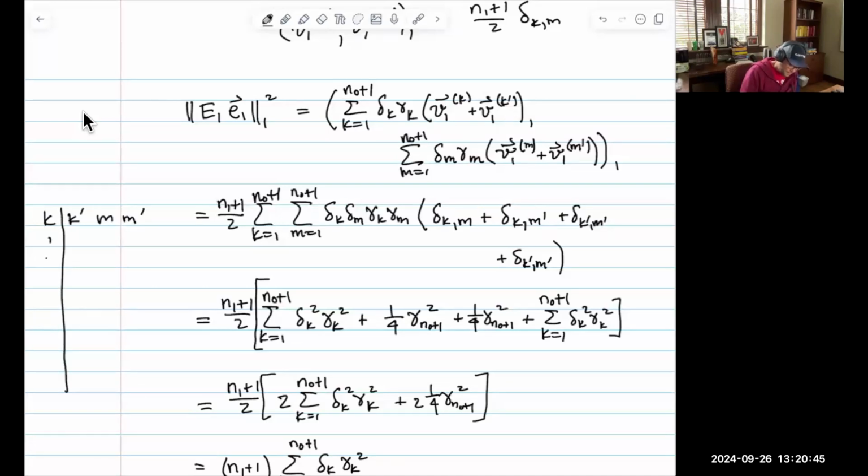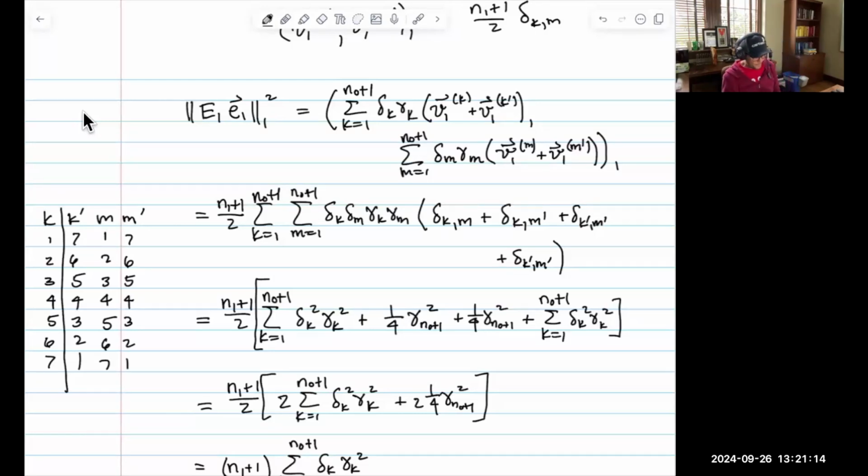And I do 1, 2, I'm just going to do the example where N1 is equal to 7. And so I have 7, 6, 5, 4, 3, 2, and 1. And then I have, of course, M goes the same. 2, 3, 4, 5, 6, 7, and 7, 6, 5, 4, 3, 2, and 1. Okay, so those are my two lists of numbers.